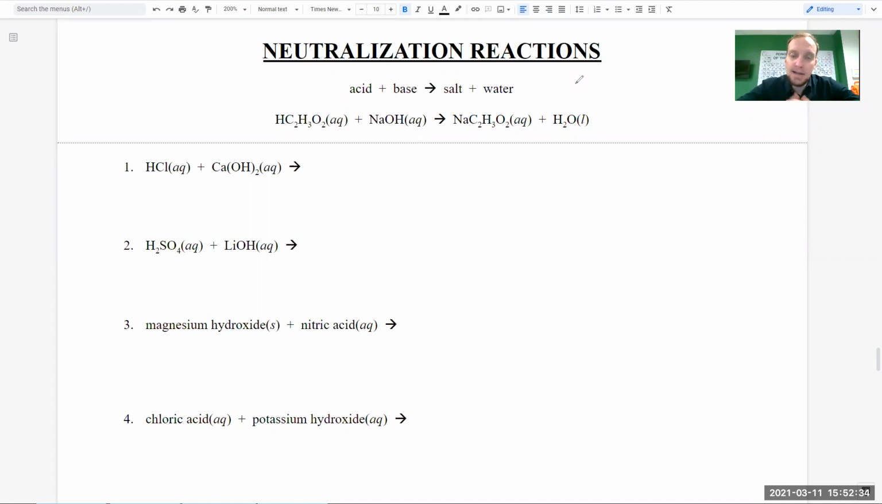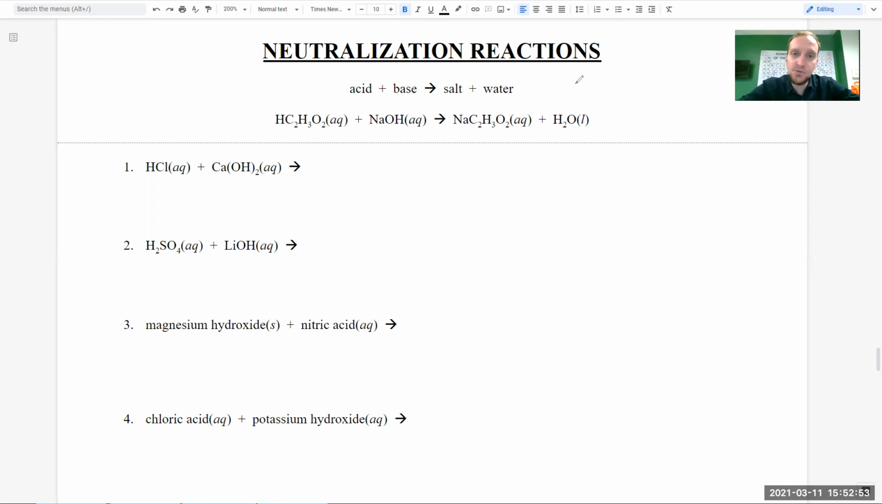But if we have a strong acid reacting with a weak base, then we will still have a neutralization reaction, but it will not result in a product that is a pH of 7. So it doesn't necessarily mean we're going back to neutral, 7. It just means that it's a reaction between an acid and a base.